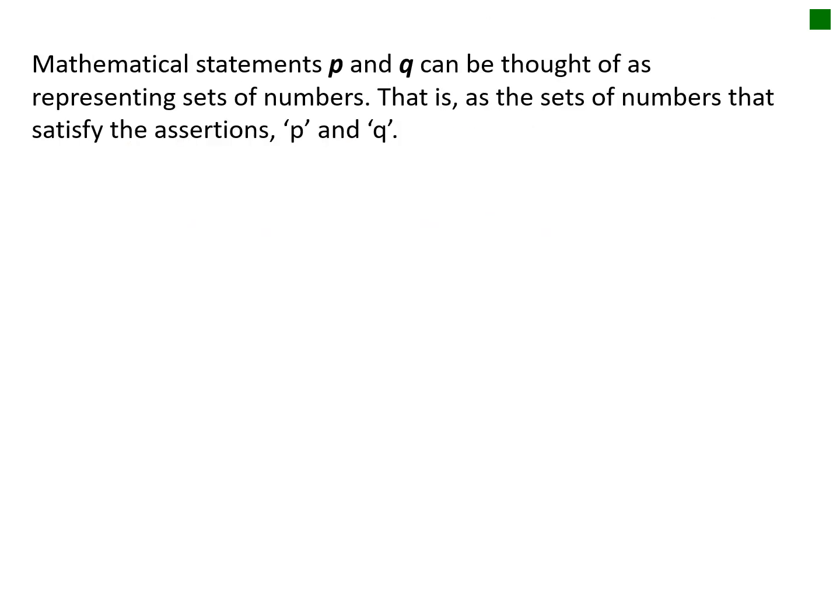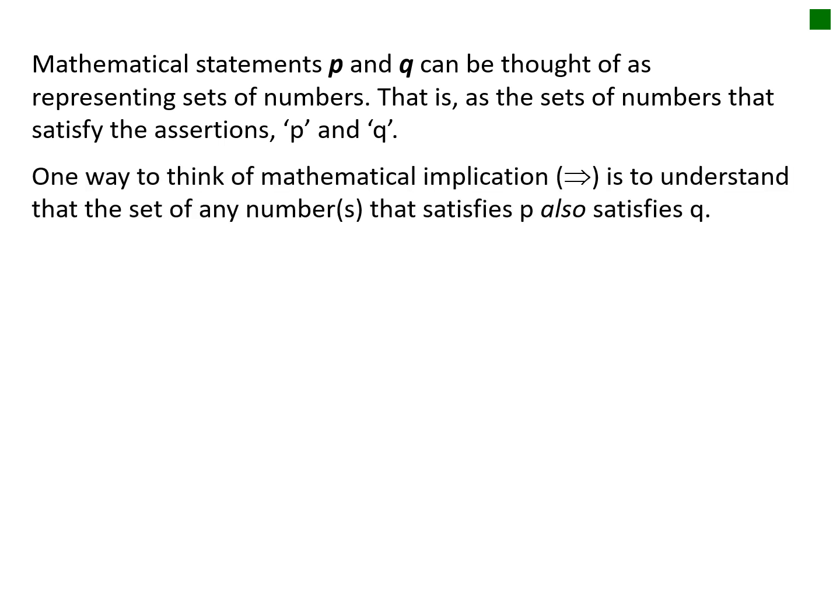Mathematical statements, P and Q, can be thought of as being represented by sets of numbers. So we could think of P as being the set of numbers that satisfy that particular assertion, and Q being a different set of numbers that satisfy that assertion. So what does it mean when we assert P implies Q? One way to think about it is to understand that any set of numbers that satisfies P must, by virtue of that, also satisfy Q. There's something about the structure of P as related to Q that makes that true.